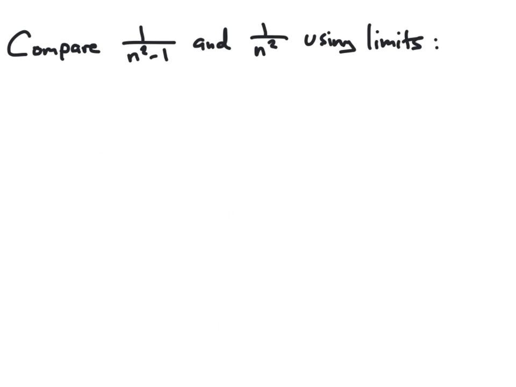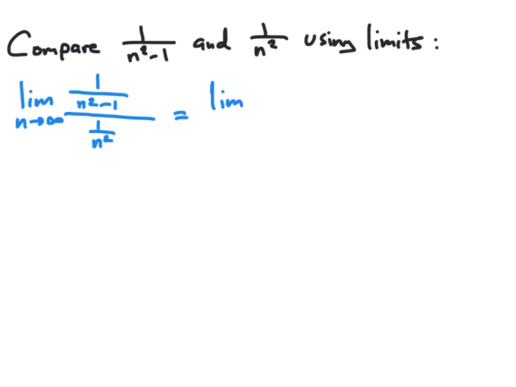So we want to compare the terms of our given series, 1 over n squared minus 1, and the comparing series, 1 over n squared, using limits. The way that we're going to do this is we're going to take the limit as n approaches infinity of one of our series terms divided by the other series terms. So in this case, we're going to take the limit as n goes to infinity of 1 over n squared minus 1 all over 1 over n squared.